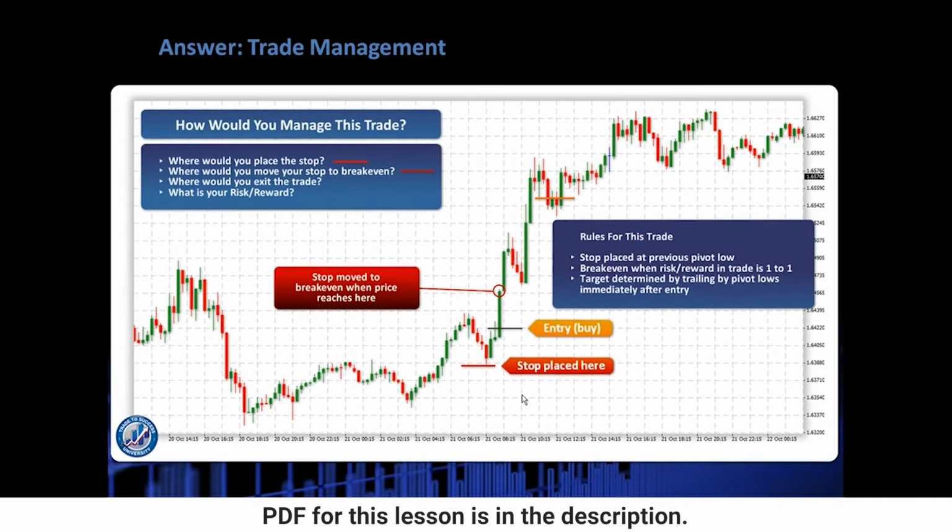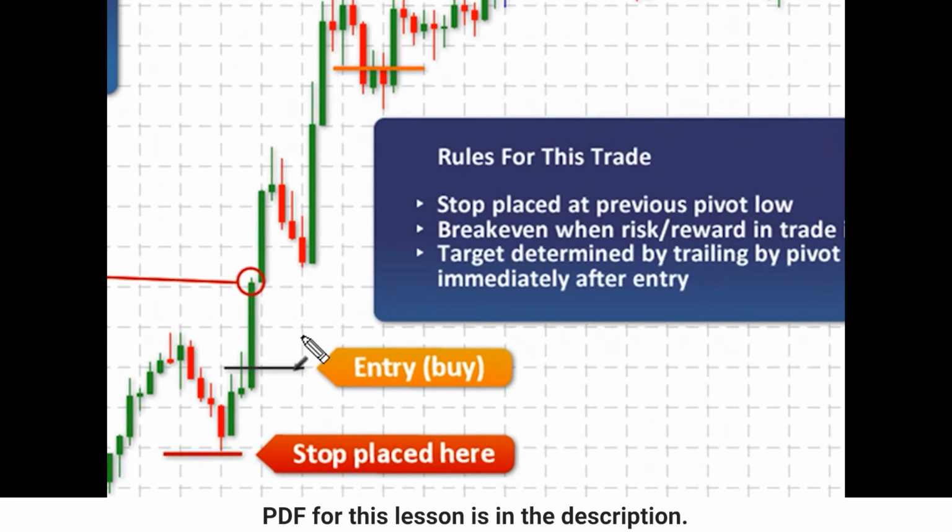So the target, where would we exit? Well, we need to trail by pivot lows, and this is immediately after entry. So what we want to do is assess every single bar after entry and see whether it's a pivot low. And if it is, we need to move our stop to there. If that stop gets triggered by price after that, then that's where we exit. So looking at each bar, we are looking for a pivot low.